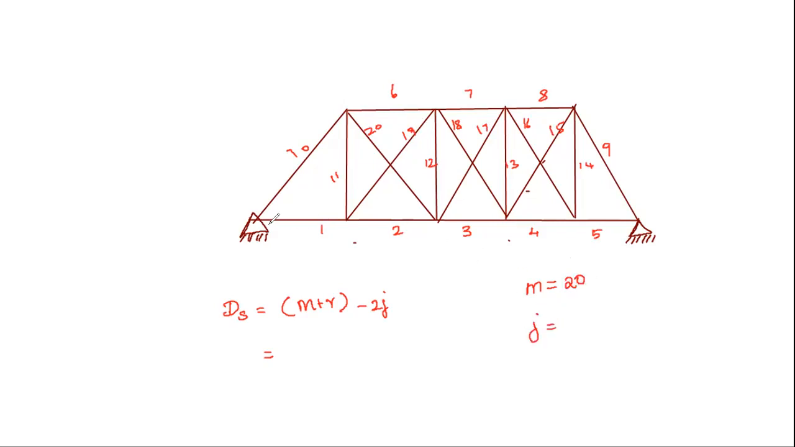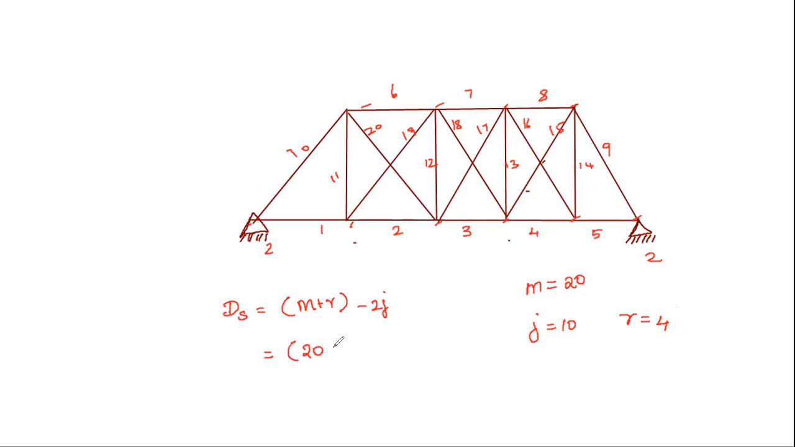Count the number of joints: 1, 2, 3, 4, 5, 6, 7, 8, 9, 10. So the number of joints is 10. If you count this one as a separate member and this one as a separate member, you have to take this joint also. If you didn't consider that cross as a separate member, then you can take the number of joints as 10. So what is the number of reactions? 2 for every hinged support, 2 and 2, that is 4. So r is 4.